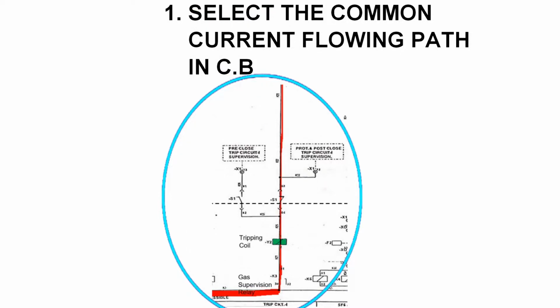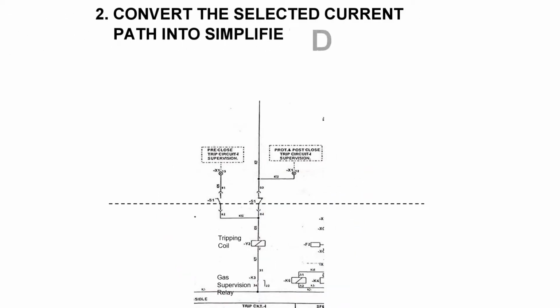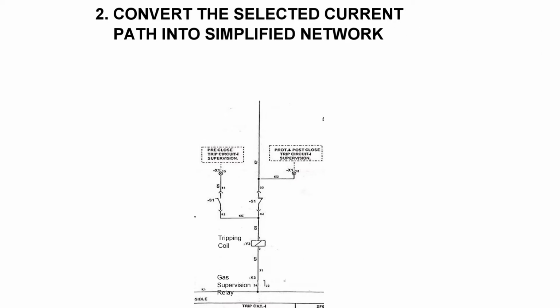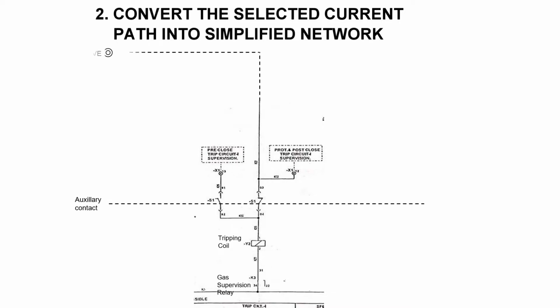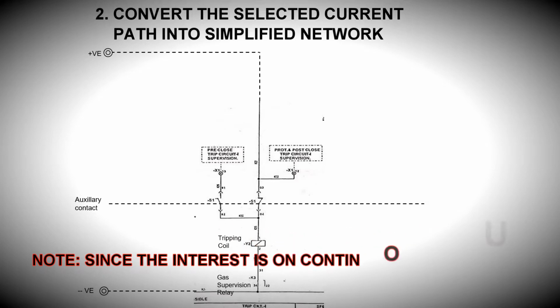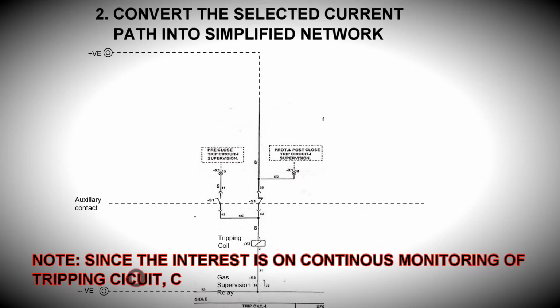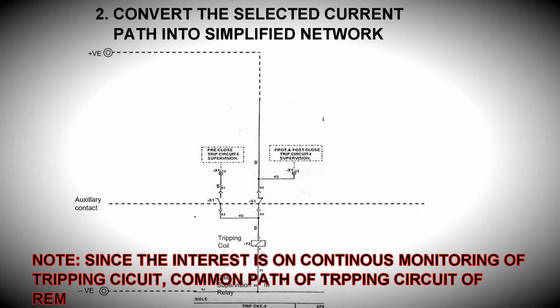So now just focus on the common selected circuit and let us convert it into a more simplified network form for understanding purposes. Draw the auxiliary contacts and the DC supply positive and DC supply negative. So this completes the simplified tripping network of a circuit breaker. Here, one must note that since we are interested in continuous monitoring of the tripping circuit, we have taken the common path of the tripping circuit in remote and local mode.